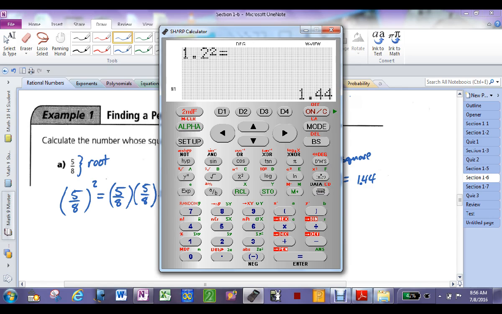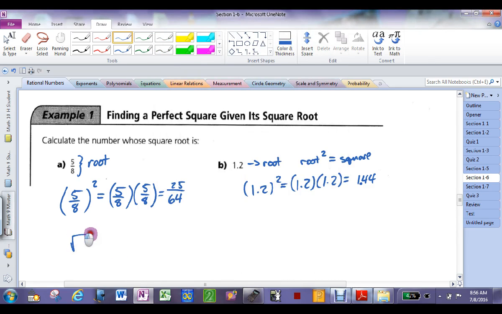Yeah? Okay. Now, of course, not everything is going to be a perfect square, is it? What happens if you take the square root of 2? So I want you guys to get me the square root of 2. Using your calculator, whatever it is, however you do it, tell me what the answer is.